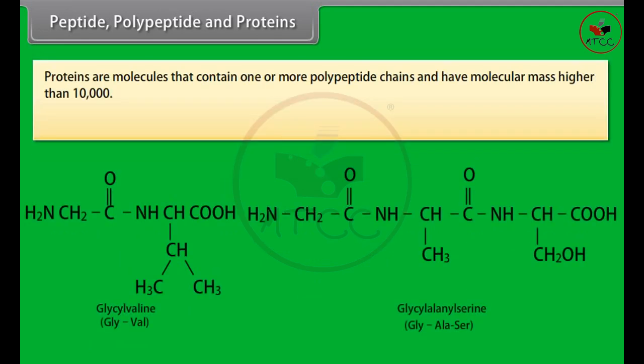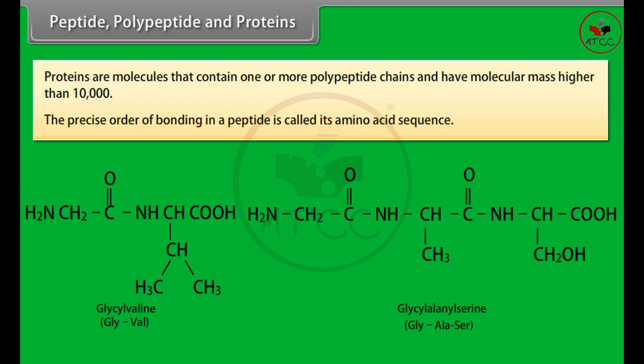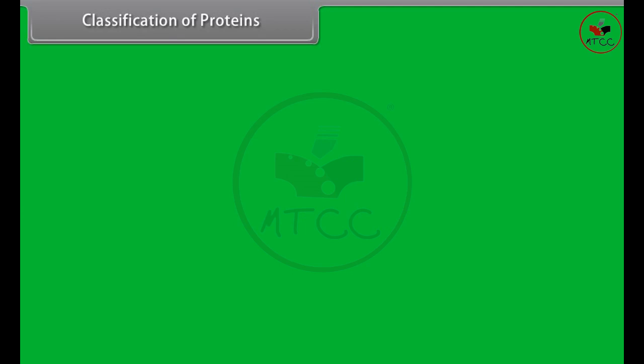Proteins are molecules that contain one or more polypeptide chains and have molecular mass higher than 10,000. The precise order of bonding in a peptide is called its amino acid sequence. The amino acid sequence is specified by using 3-letter amino acid abbreviations for the respective amino acids, connected by hyphens. Classification of proteins.